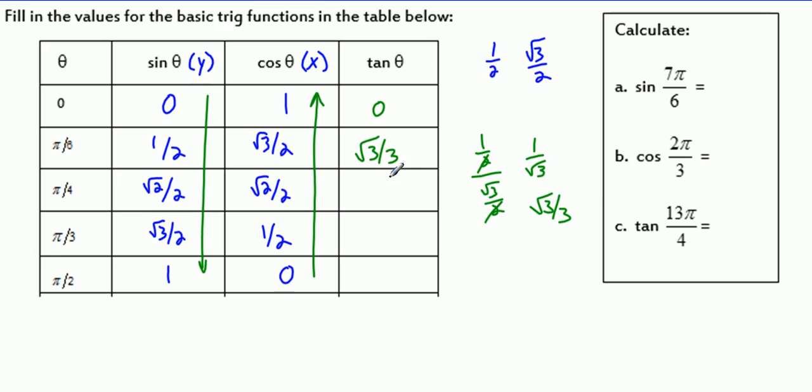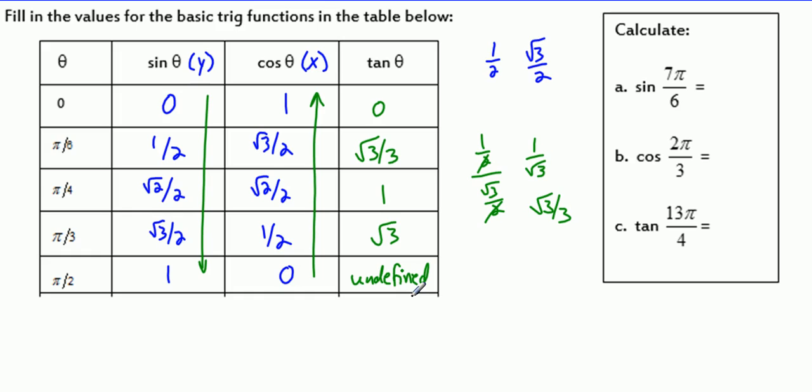Okay. For pi over 4, the sine and the cosine are the same, so when you divide them, you get 1. For this one, you're going to have the square root of 3 over 1, which is square root of 3. And then this one is undefined. Tangent is undefined at any odd multiple of pi over 2. It does have a domain restriction because it's sine over cosine. Anytime the denominator cosine becomes 0, then the entire value becomes undefined.